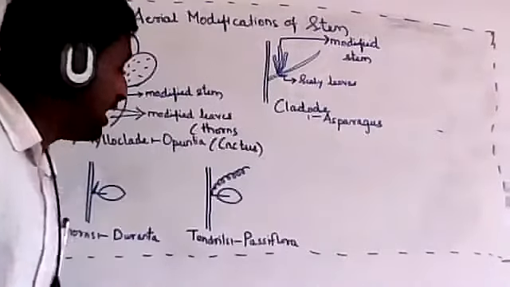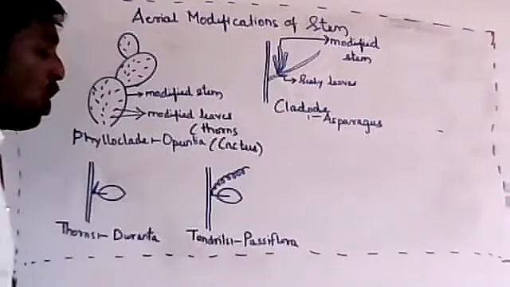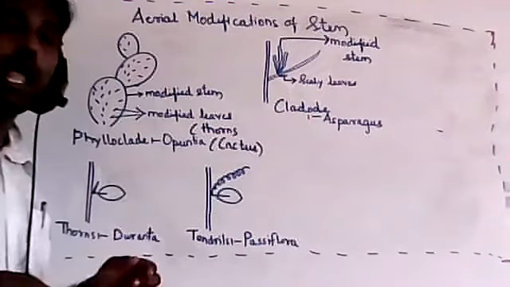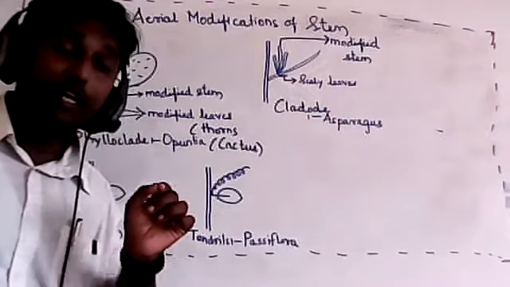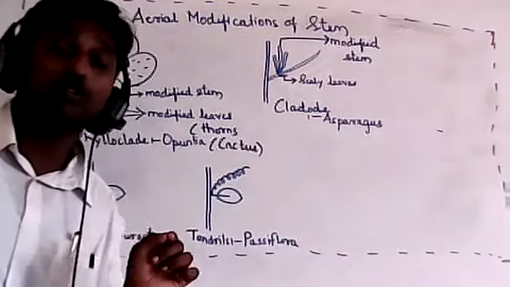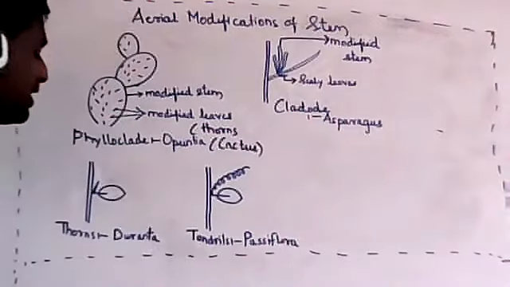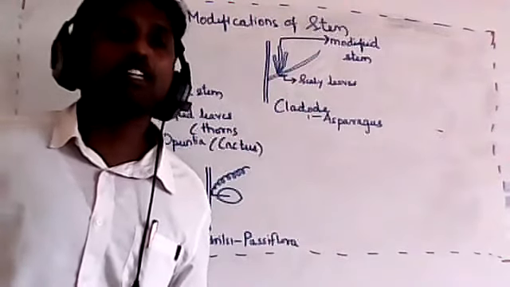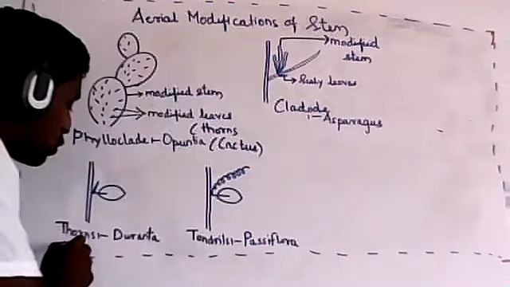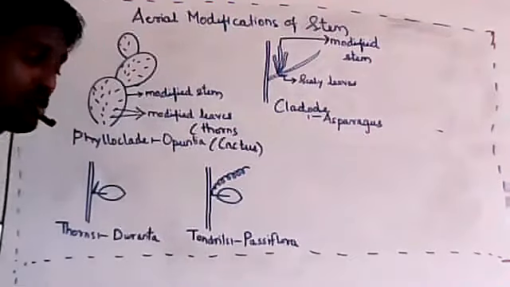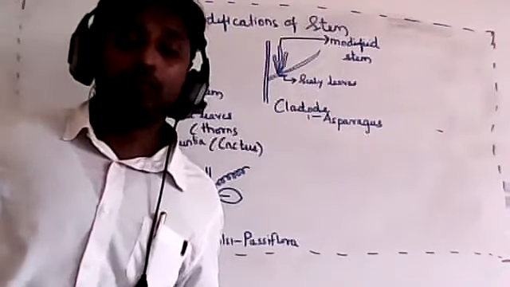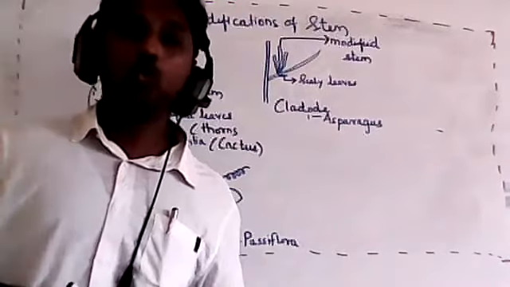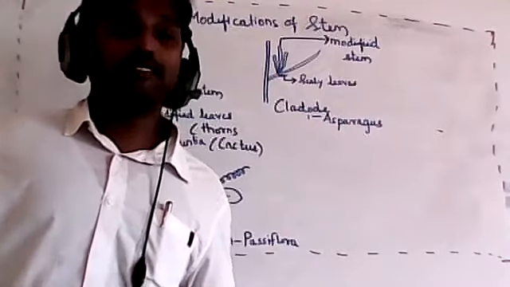Okay, so here from the axil of the leaves, pointed and very hard structures arise. Actually, these are modified stems. These modified stems we call thorns. And the example for this is duranta. Okay, so duranta is an example for this.